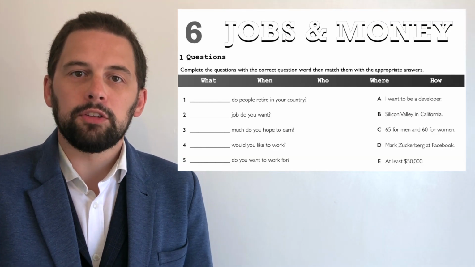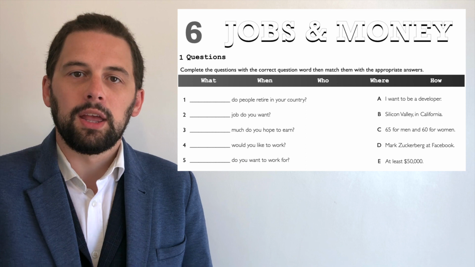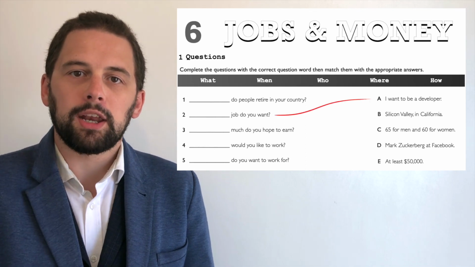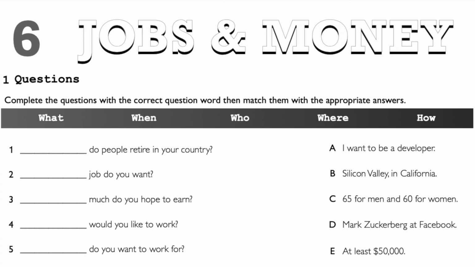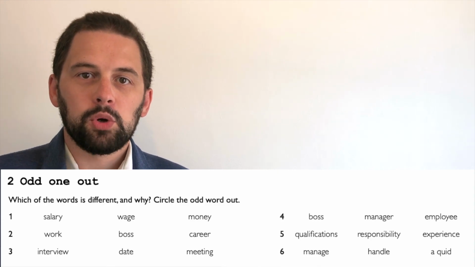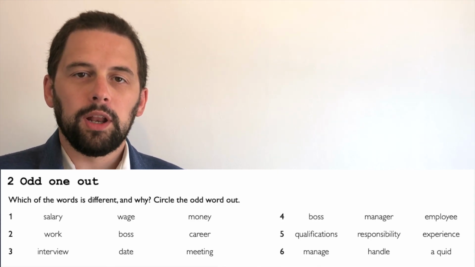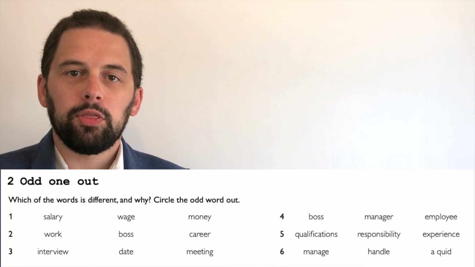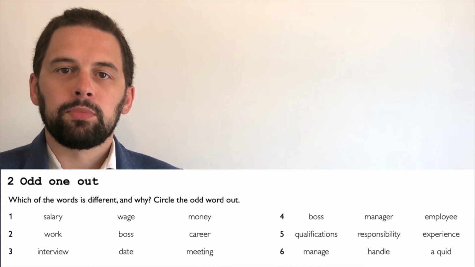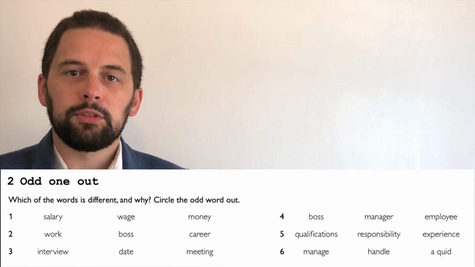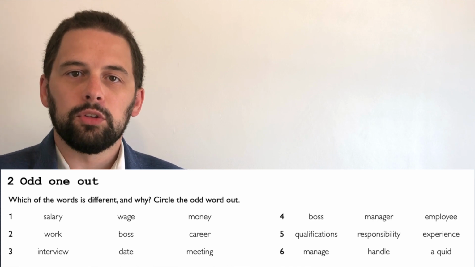And number 1 is for you to complete the questions and then link them together with the correct answer. So for each question, you've got a choice of what, when, who, where, and how. Number 2 is odd one out. So you've got a choice of 3 words for each one, and you have to pick the word that is different to the other 2. And then during your lesson, you'll explain why it is different to your teacher.